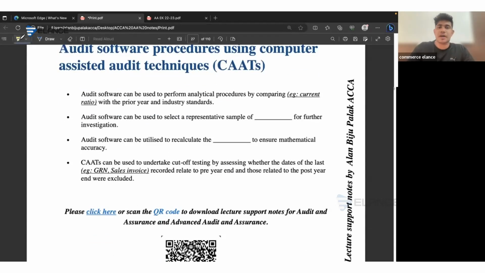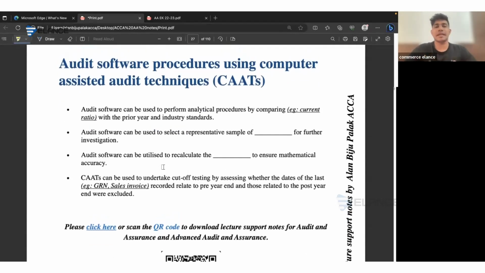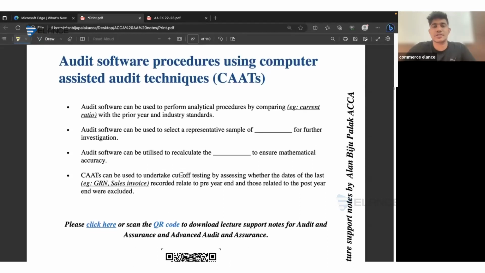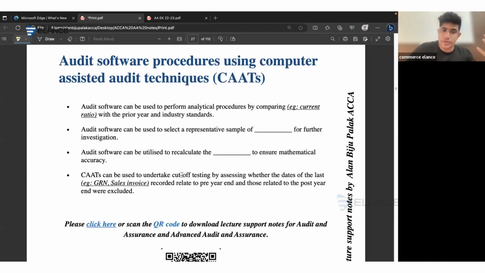And usually we find in the exam that the examiner might ask you to use computer-assisted auditing techniques. So if the examiner is demanding you to perform computer-assisted auditing techniques, you have to keep in mind, normally we will use the computer-assisted auditing technique or CAAT mainly for 4 purposes. First of all, we need to perform analytical procedures. So you can use the computer for comparing the current year data with that of the prior year. Or you can use it for selecting a representative sample. You can use it to recalculate, or you can use it for cutoff testing.